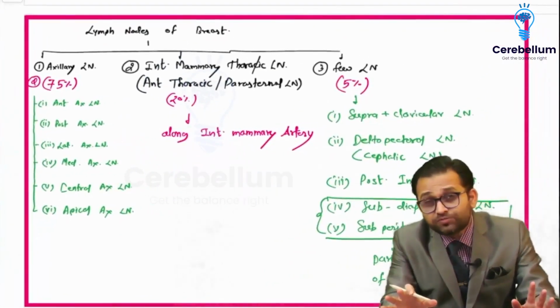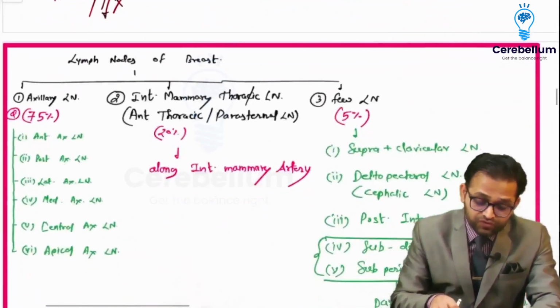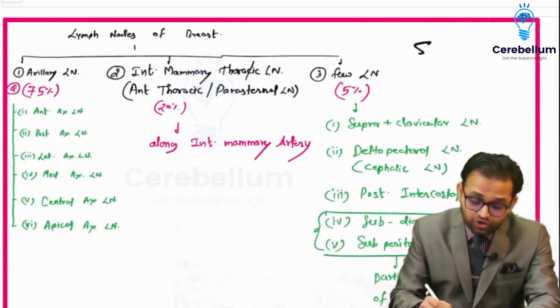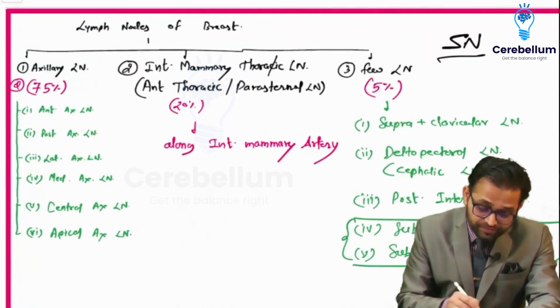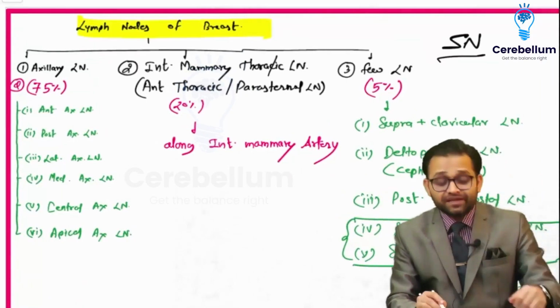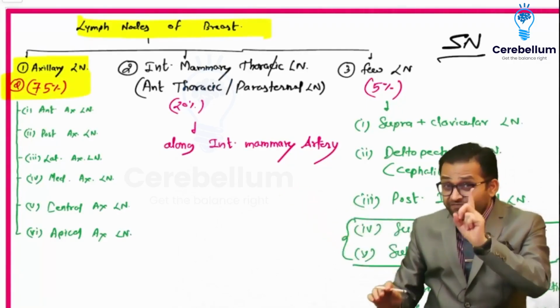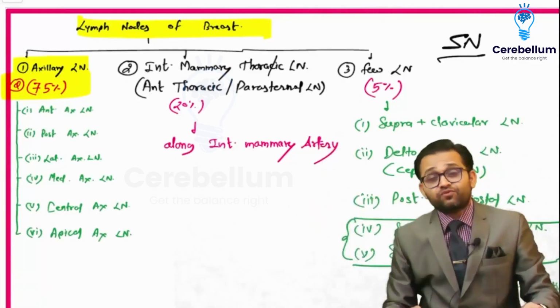We had seen the concept of the lymphatics and lymph nodes. Now this is a very important question for surgery as well as the first MBBS exam. Short notes are asked. The lymph nodes of the breast you can divide into three categories. First, axillary lymph nodes. 75% of the breast lymphatics drain into the axillary lymph nodes.